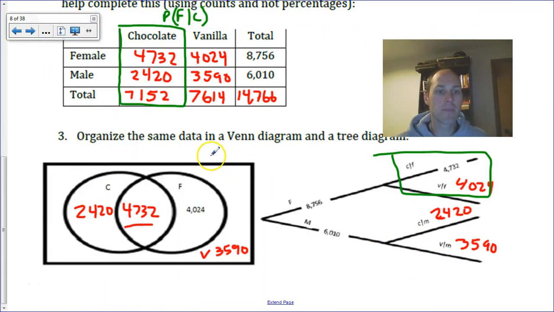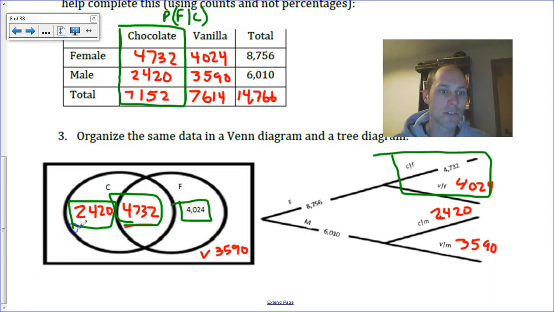The Venn diagram, that one takes a little bit to learn how to use, but we're comparing two different variables, chocolate and female. So it's easier to see how many are female that chose chocolate, or how many are female that didn't choose chocolate, or how many chose chocolate that aren't female, or how many are not female and didn't choose chocolate. So it's easier to see those probabilities in that one.